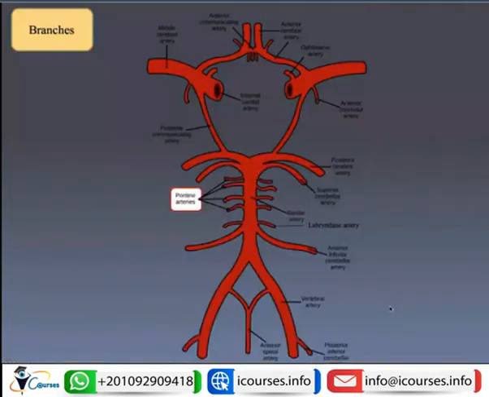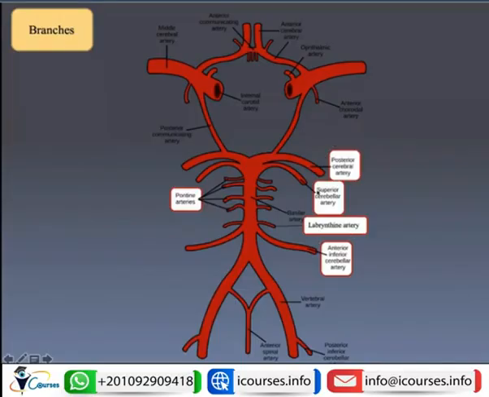We have the anterior inferior cerebellar artery to the cerebellum. We have the superior cerebellar artery to the cerebellum. We have the labyrinthine artery to the labyrinth. And finally, the terminal branches, which are the posterior cerebral arteries.